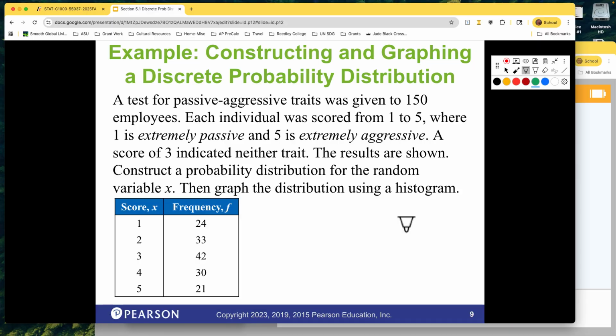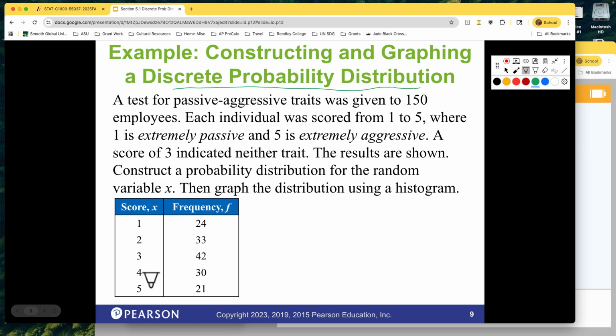So a couple things: how do we construct a probability distribution? Again, it's a new vocabulary word, a discrete probability distribution. And I'm going to tell you again, we've actually already done this. When we made relative frequency tables, that's exactly what we were doing. We just didn't call it a probability then, but now we're throwing in probability.